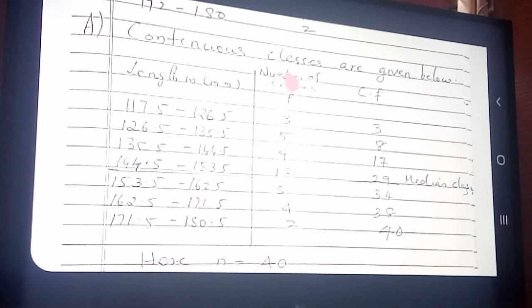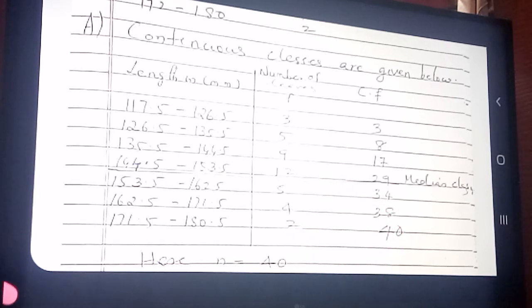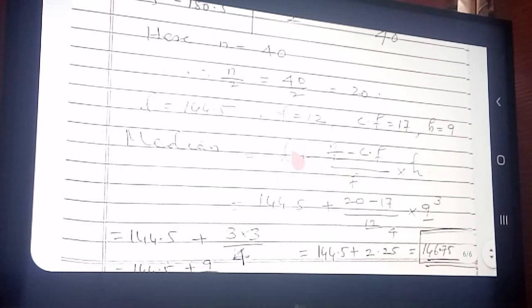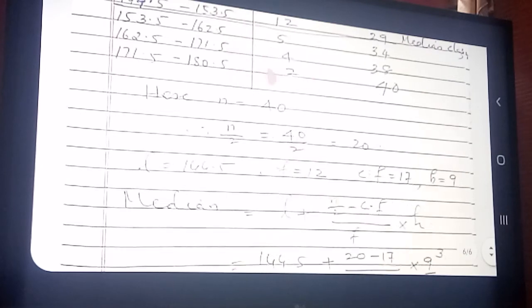Okay, and the class frequency is written and cumulative frequency is written. Cumulative frequency, once more you see: 3, then 3 plus 5 is 8, 8 plus 9 is 17, 17 plus 12 is 29, 29 plus 5 is 34, 34 plus 4 is 38, 38 plus 2 is 40. Okay, clear? Here n is equal to how much came? 40. Here n is equal to 40.